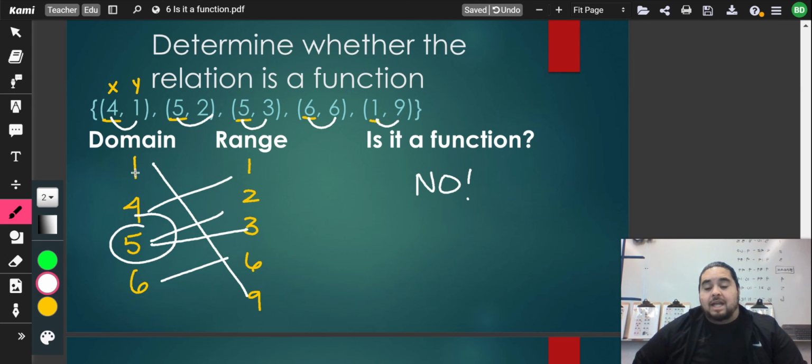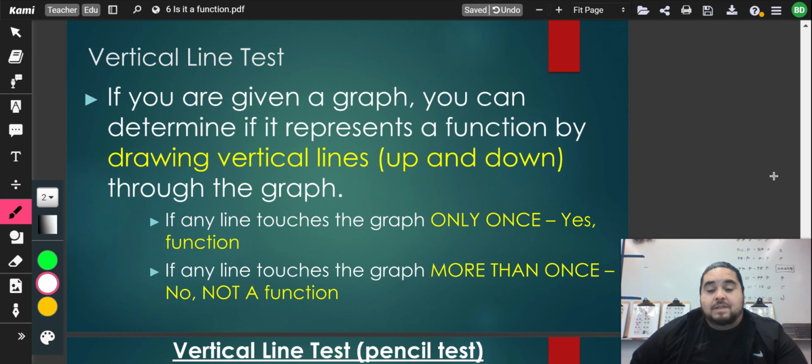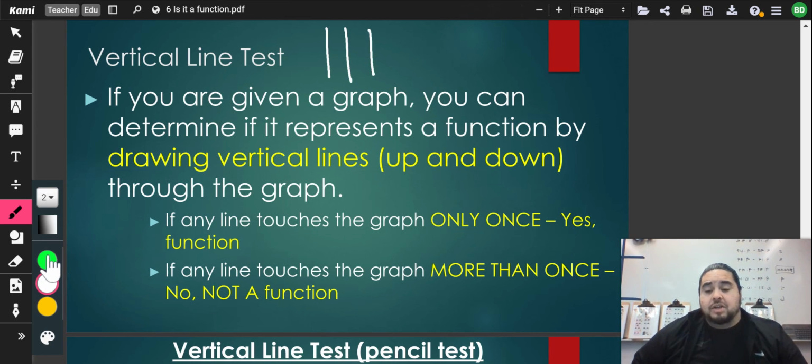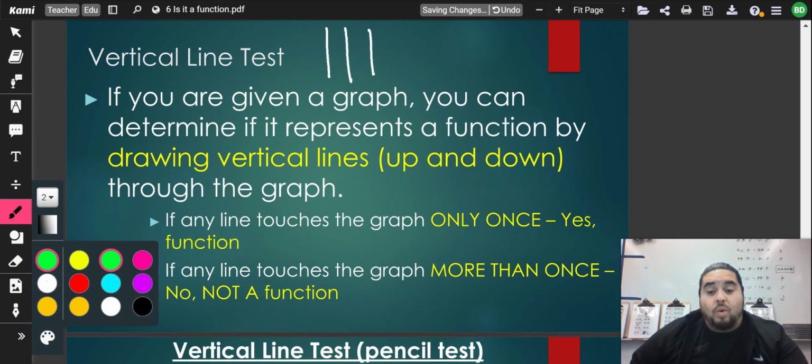Again, we look at the elements in the domain. If any element in the domain has more than one line, it is not a function. Okay. Second and last skill would be determining if something is a function based on the graph. So we use something called the vertical line test. Vertical line test is super easy. You just draw lines going straight down. Now, if those lines touch the graph more than once, then it is not a function.